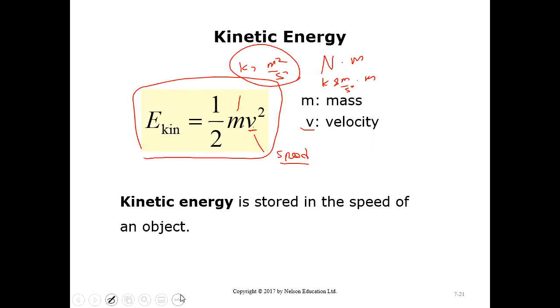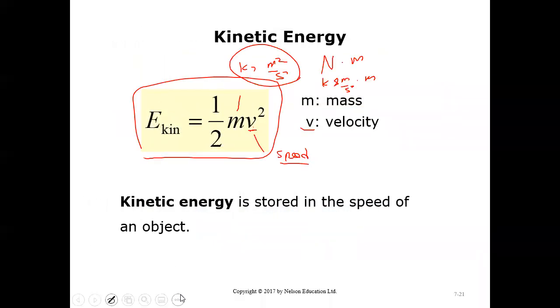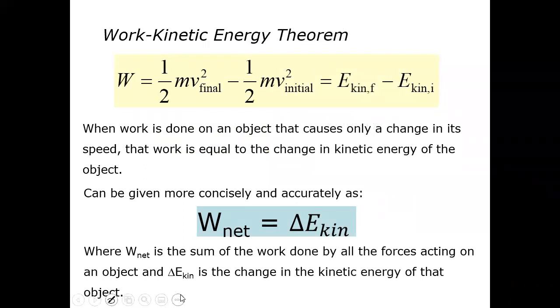It is the energy stored in the speed of an object. More speed means more kinetic energy, less speed means less kinetic energy. Also, it depends on the mass. Right. Now, this gives us a nice theorem called the work kinetic energy theorem.